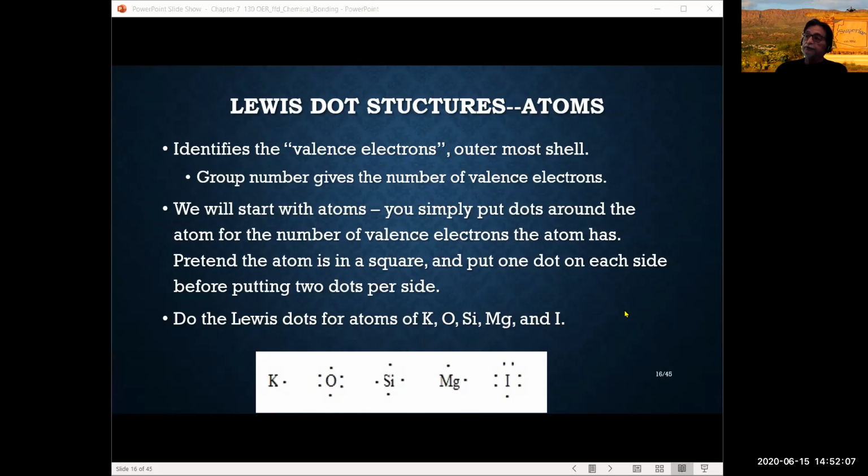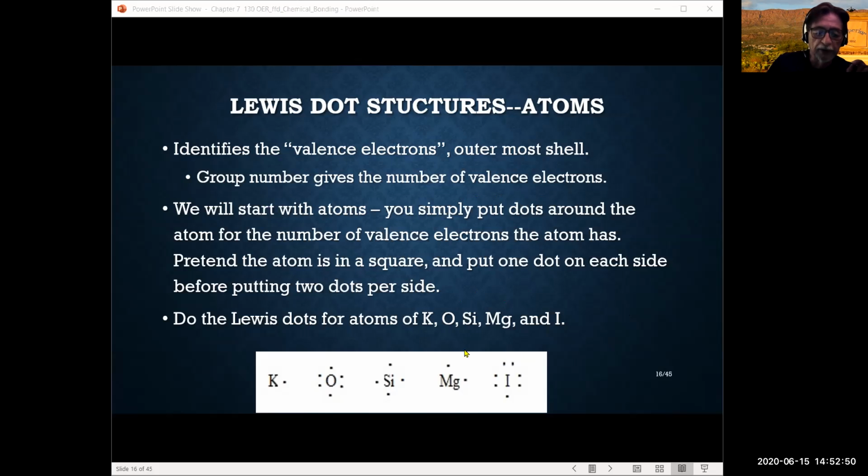Oxygen's in group 6, and so it would have 6 dots around it, and everybody in group 6 would have that. I keep saying 7. Group 6. Silicon's in group 4, so you put 4 dots around it. Now you do not want to put 2 together right away, but you go around the atom. So start on top if you like and put 1 dot. Then go to the right side and put a second dot.